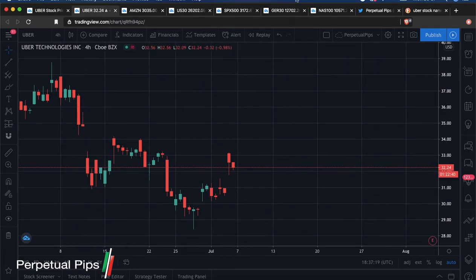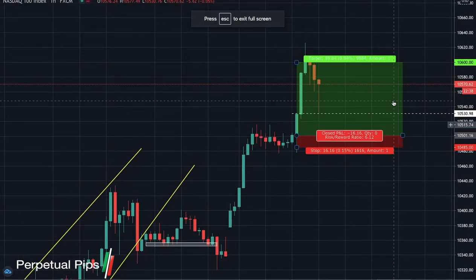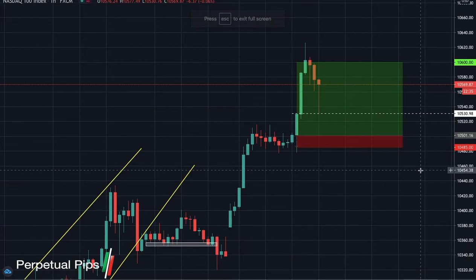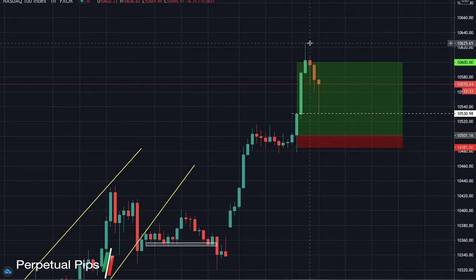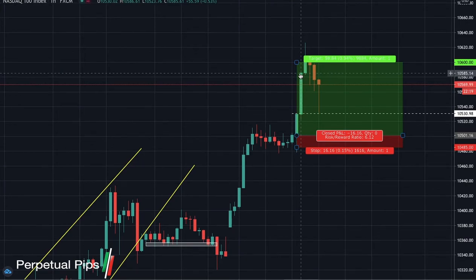But yeah, just going back and focusing on Nasdaq, that's pretty much how I went about my trade. It ran up to 10,625, making a new high, and then shorted all the way down to my previous entry of 10,560. So it basically lost all the value that it gained in this candle. You know what I mean?